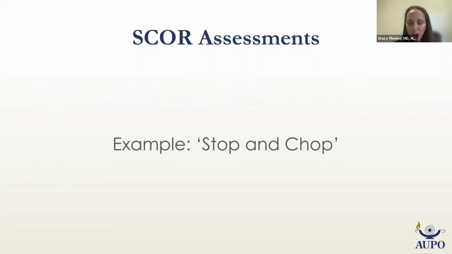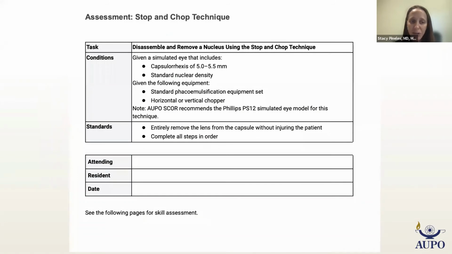I have an example to show you. This example is for the Stop and Chop section of the SCOR project. So each evaluation has a task, and this one is just described as disassemble and remove a nucleus using a Stop and Chop technique. And the conditions that the residents do it under are provided, as well as the standards of what we expect, which in this case is to remove the lens from the capsule without injuring the patient and complete the steps in order.